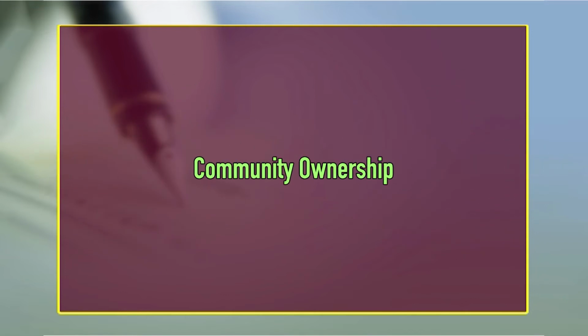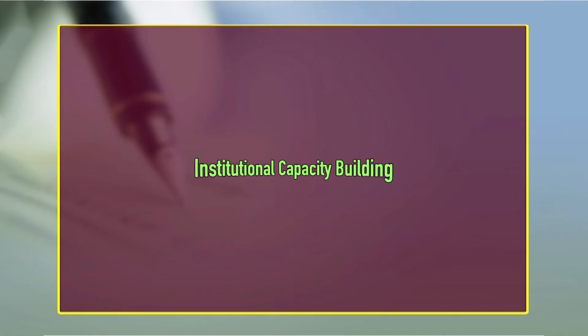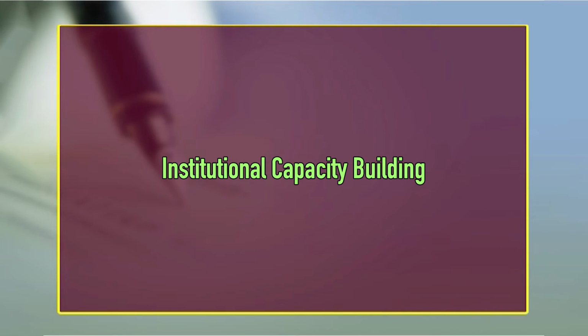Number 3, community ownership. It was observed that any scheme or program of the government does not produce desired results for want of community support. SSA calls for community ownership of school-based interventions through effective decentralization, which can be augmented by involvement of women's groups, VEC members and Panchayati Raj institutions. Next is institutional capacity building.